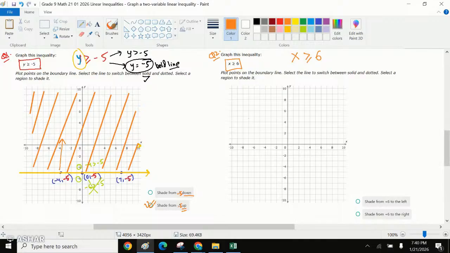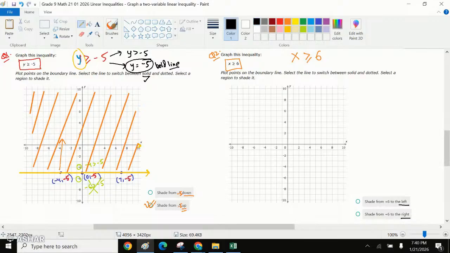Do we see an equal sign? Yes, there is an equal sign, so it would be a solid or bold line. The equation is in terms of x, so the line would be parallel to the other axis, that is y. I'll give you some time to do it. Just give me an answer, option A or option B.